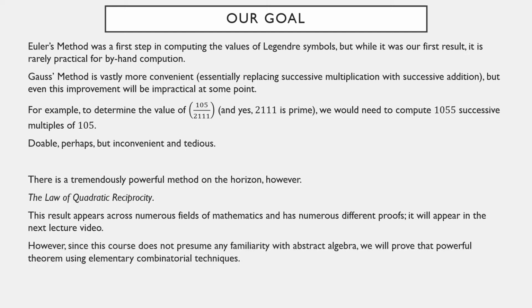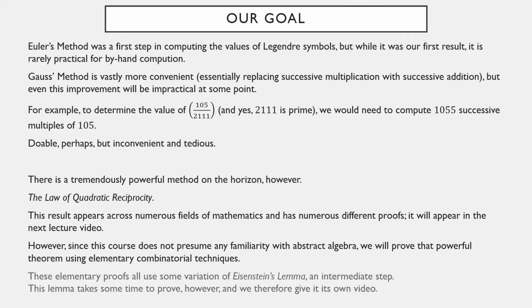But since we don't assume familiarity with abstract algebra, what we're going to be doing is proving that very powerful theorem, the law of quadratic reciprocity, using only elementary techniques about how to count various objects. The elementary proofs usually rely on a variation of something known as Eisenstein's lemma as an intermediate step. This lemma on its own takes some time to prove, and that's what this video is about. So what is Eisenstein's lemma?